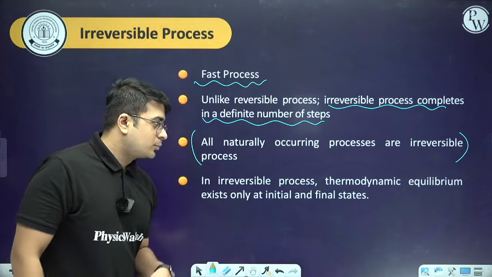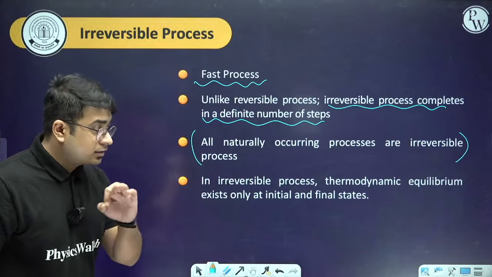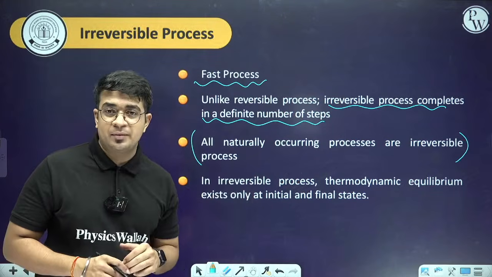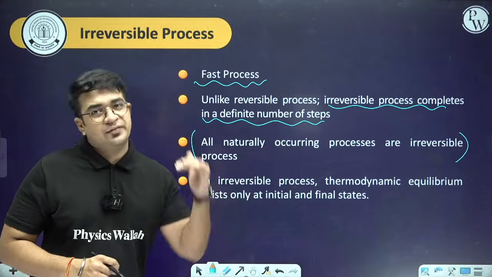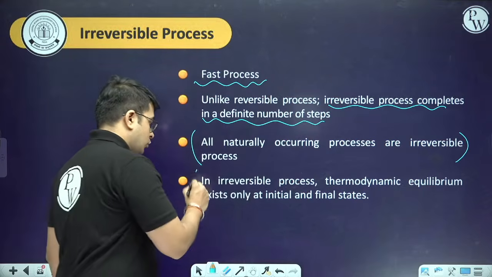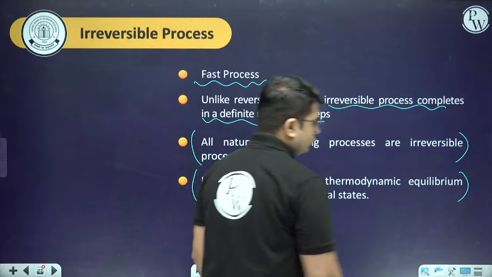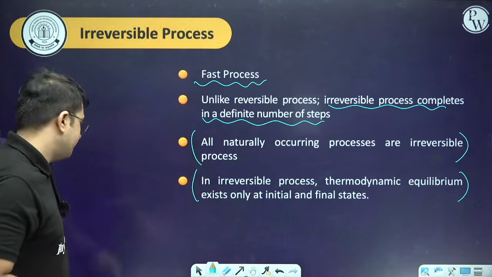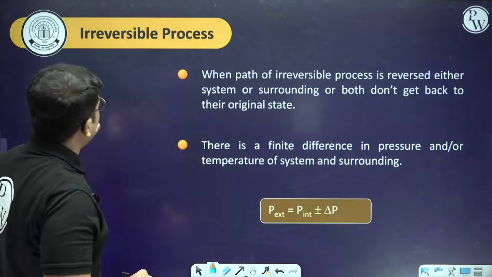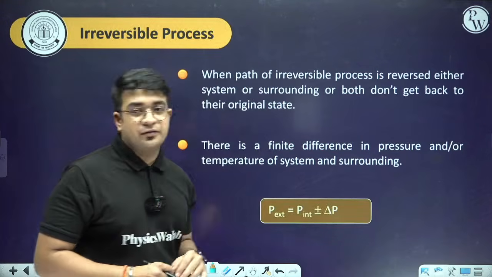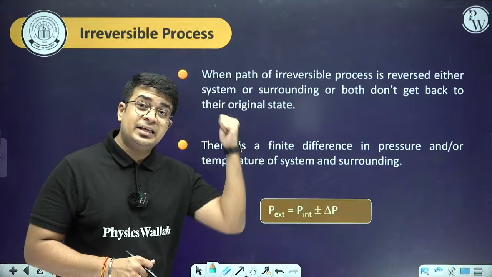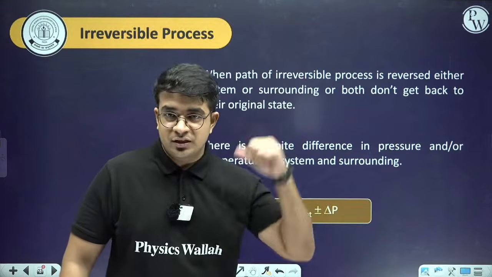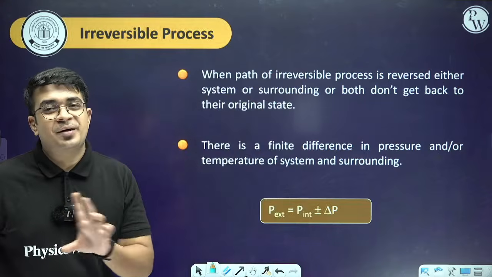Now in irreversible processes, thermodynamic equilibrium does not exist in every step, but it's going to exist between initial and final state only. So not on multiple steps, not on those infinite steps, but between initial and final state only. Now basically, when the path of a reversible process is disturbed, again it will come back to its initial state. But in this case, this part is not possible.